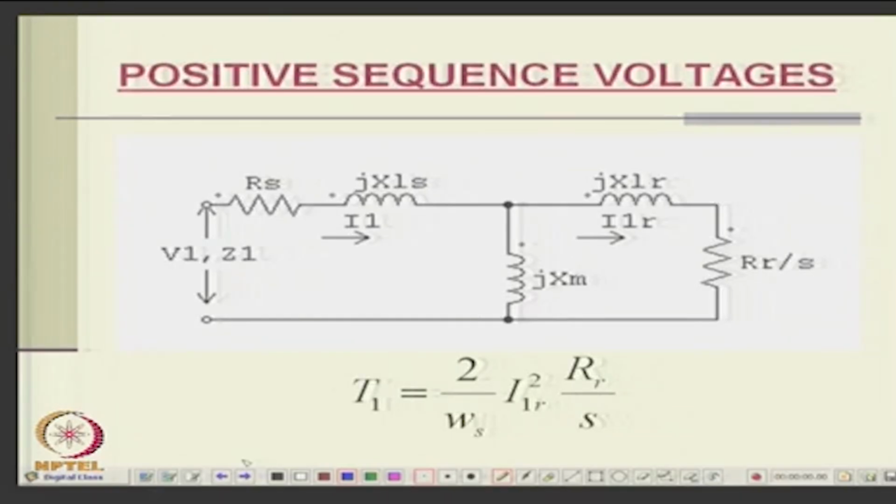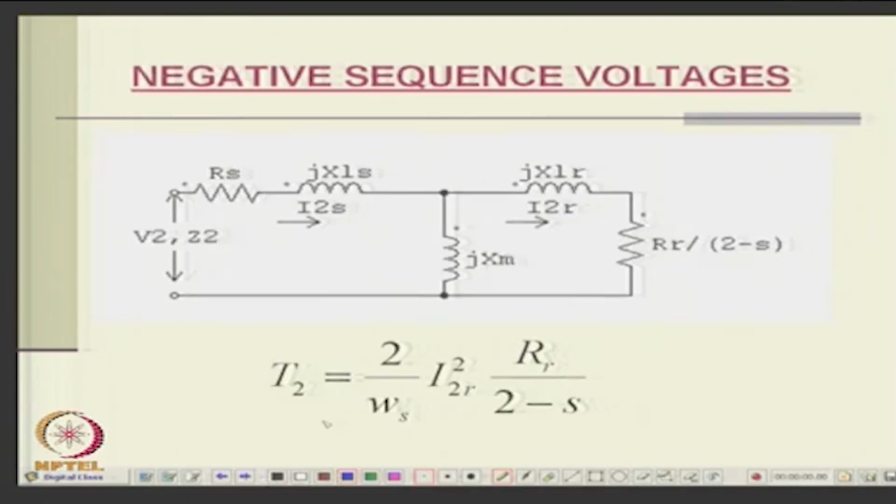Now, these are the positive sequence voltages, because we have already seen this, and this is the positive sequence torque, okay. Negative sequence voltages and negative sequence torque. Okay. So, all you have to do is find out V2, Z2, Rs. So, there will be a positive sequence current here and this is the negative sequence current here. Okay. This is stator current and rotor current. So, you have no problem in solving them.